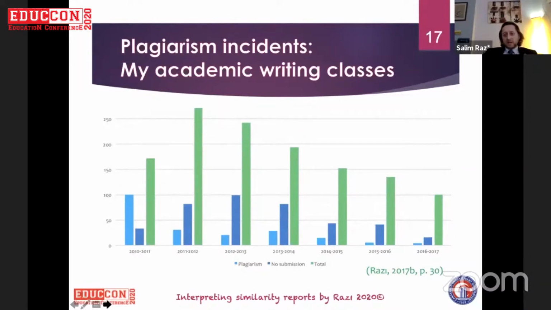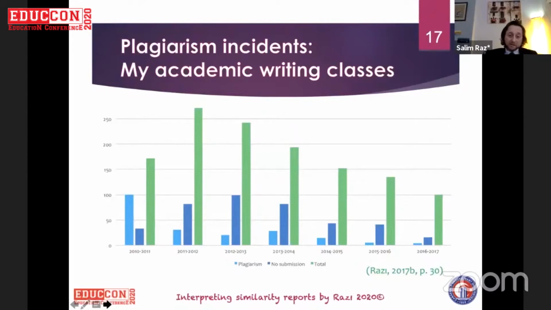In 2010, I was not using any text matching software, so I did the check by using Google myself. It was quite time wasting for me. And later in 2011, I decided to benefit from Turnitin in order to identify the matches.